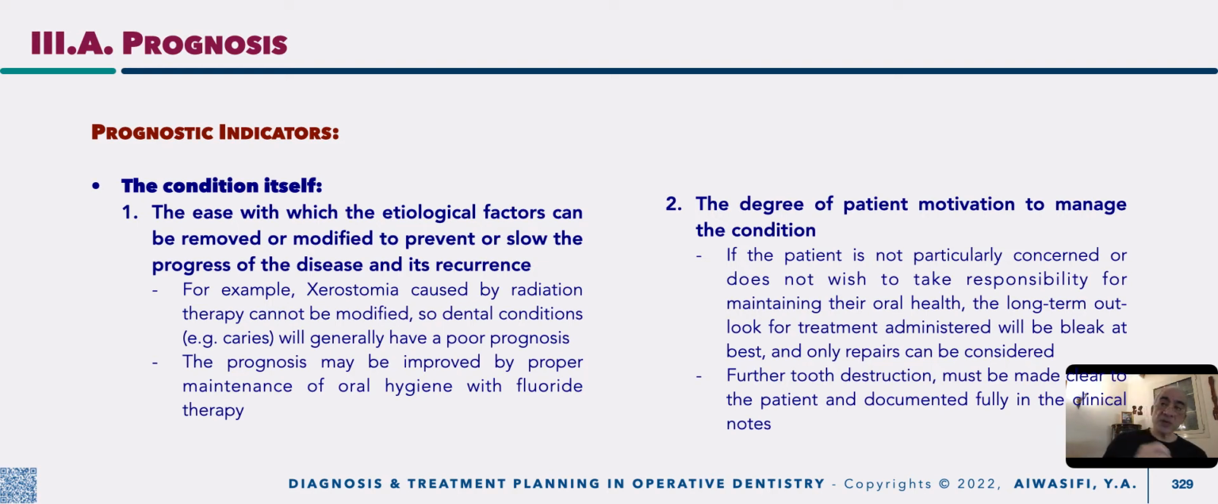The prognosis may be improved even if the carious lesion is extensive, if the patient is receiving fluoride therapy and oral hygiene maintenance therapy, and is following the instructions. That's why the second item related to the condition itself is the degree of patient motivation to manage the condition.